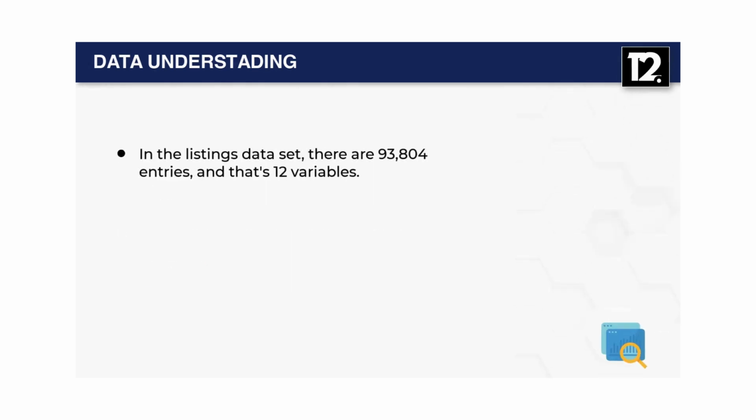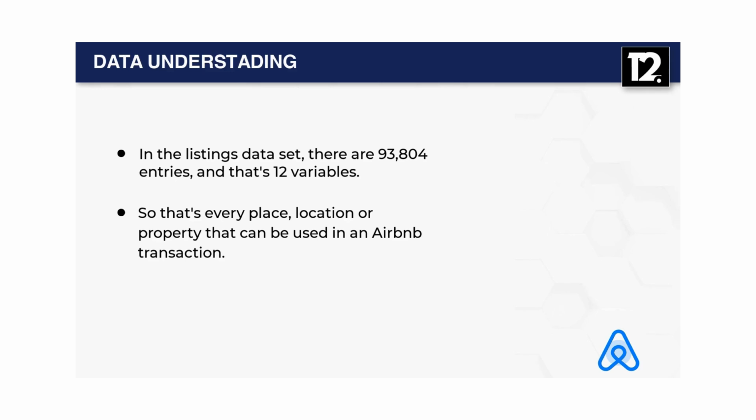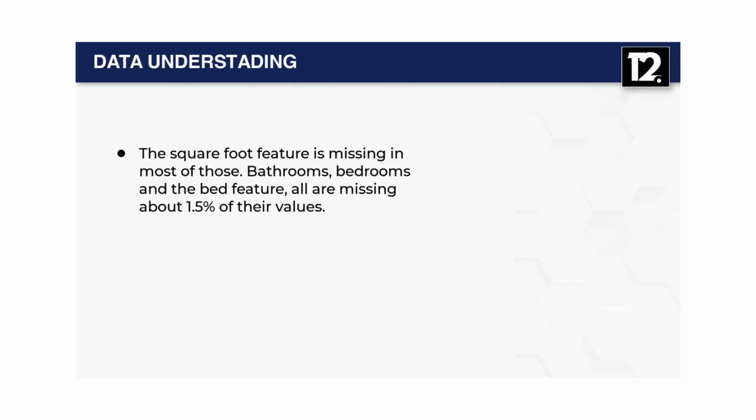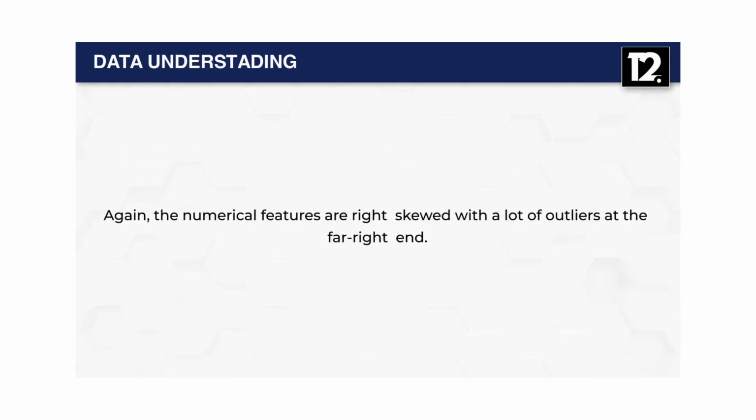In the listings dataset, there are 93,804 entries, and that's 12 variables. So that's every place, location, or property that can be used in an Airbnb transaction. The experience offered feature is missing in all the values. The square foot feature is missing in most of those. Bathrooms, bedrooms, and the bed feature all are missing about 1.5% of their values. Again, the numerical features are right skewed with a lot of outliers at the far right end.